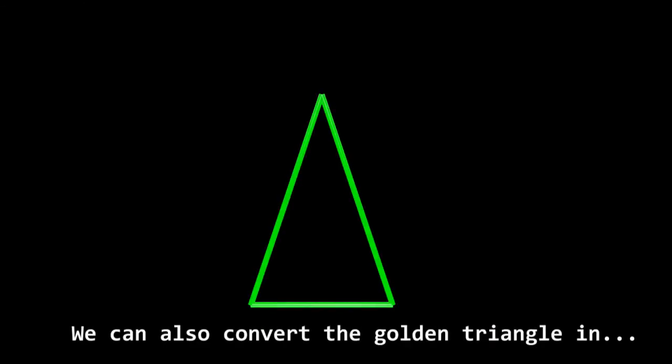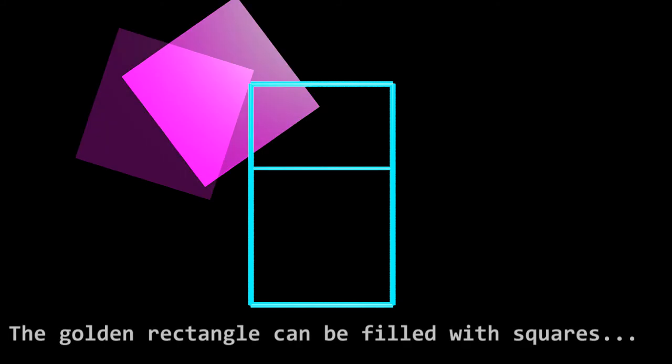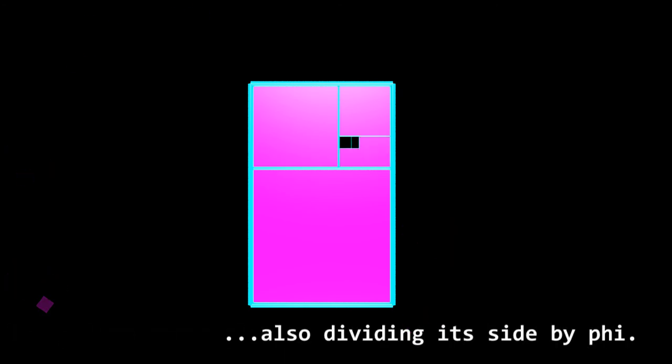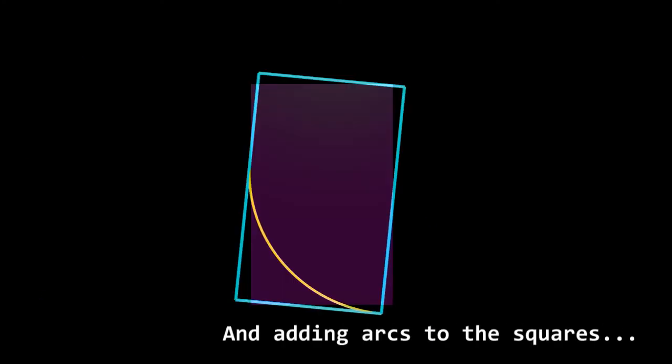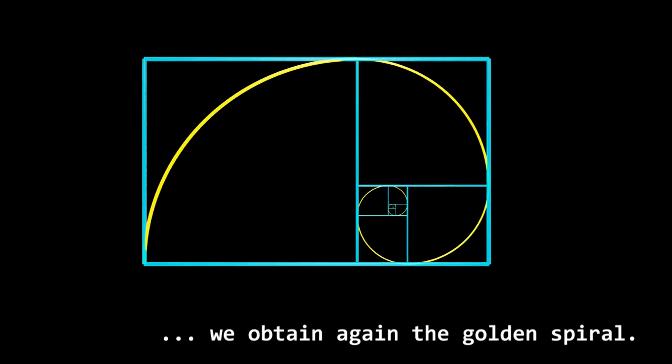We can also convert the golden triangle in a golden rectangle. The golden rectangle can be filled with squares, also dividing its side by 5. And adding arcs to squares, we obtain again the golden spiral.